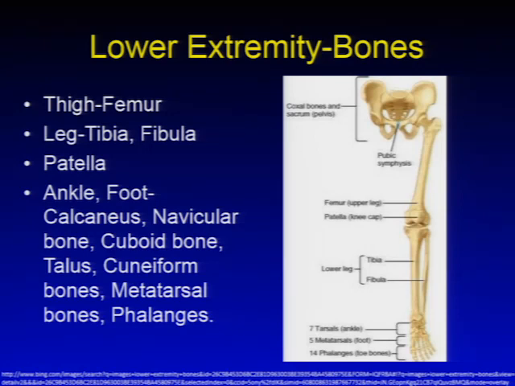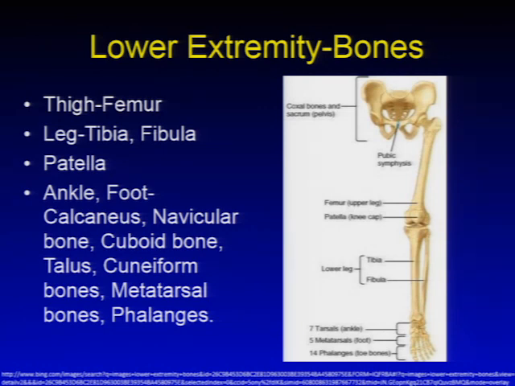Moving on to the lower extremity, we will begin by reviewing the bones. These include the femur, found in the thigh, the patella, the tibia and fibula, which are found in the leg, and the bones of the ankle and foot, which include the calcaneus, navicular, and cuboid bones, the talus, cuneiform bones, and the metatarsals and phalanges. As shown in this image, you can see their anatomic relationships to each other.